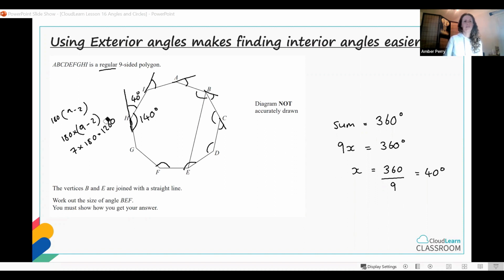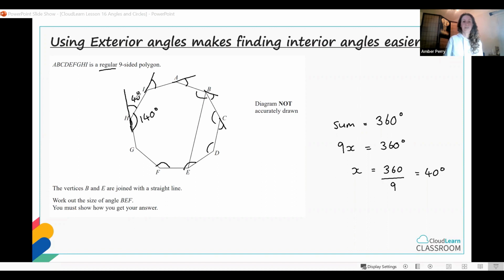I've gone through it very quickly because we did a lot of work on it last week. But you can see here that by using this exterior angle method and subtracting, so saying, okay, well, I know that they all add up to 360. I know that there's 9 of them and they're all the same.